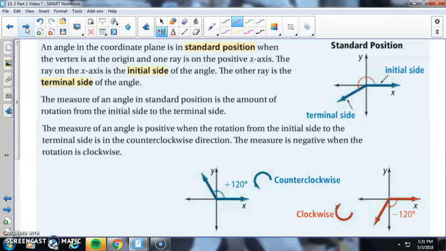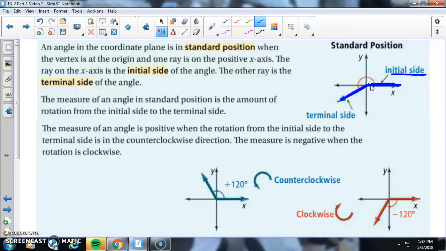So an angle on the coordinate plane is in standard position when the vertex is at the origin and one ray is on the positive x-axis, so this side over here, which we would refer to as our initial side, and the other ray is anywhere else in the quadrants. That is called our terminal side. So we need to start at that positive x-axis, and then our terminal ray will go anywhere in the quadrants.